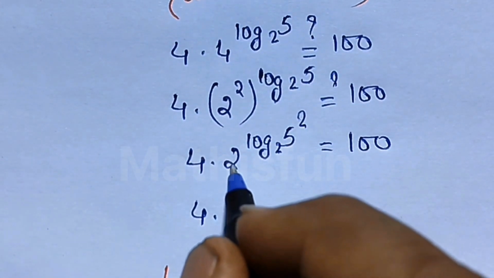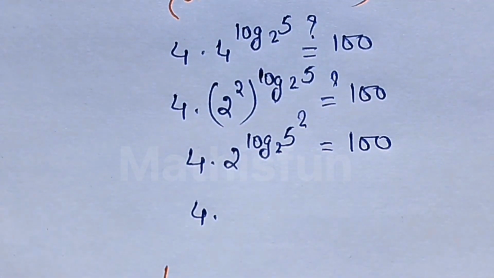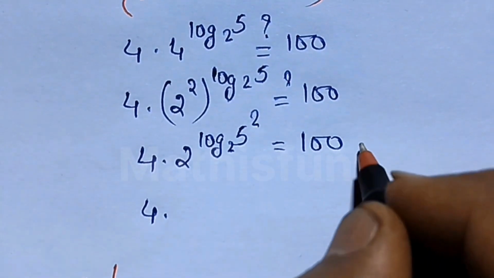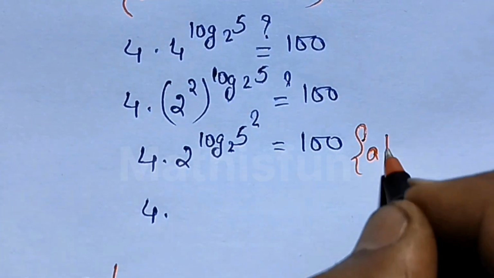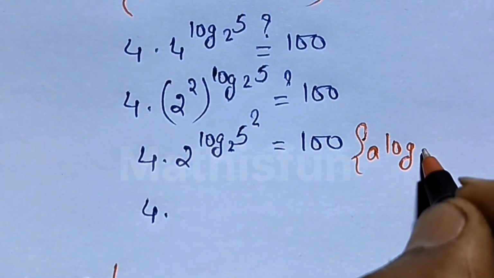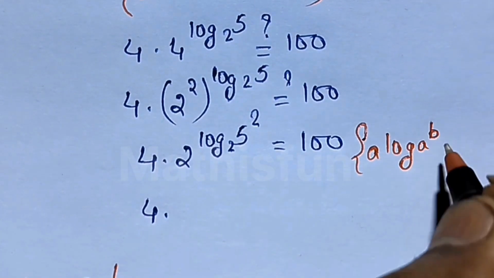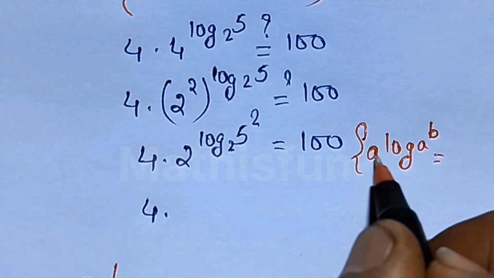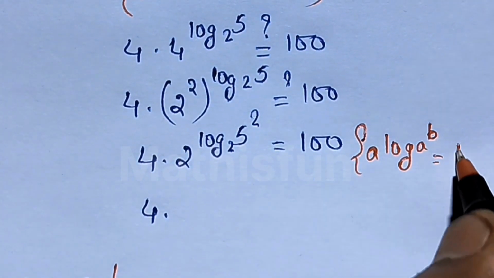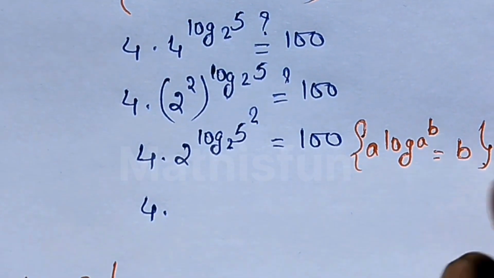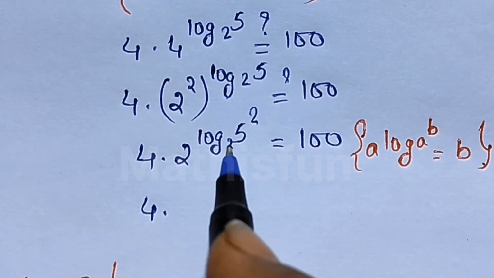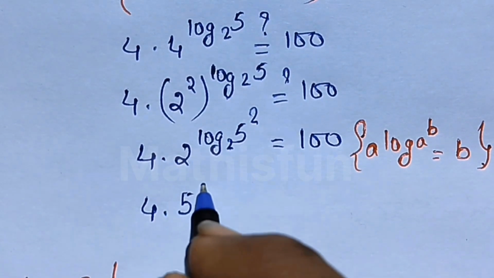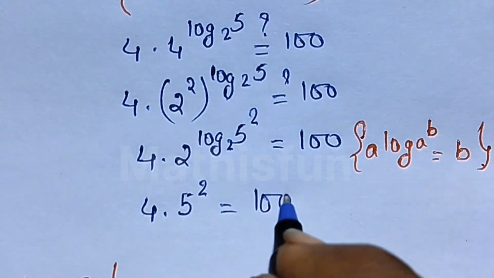So this is in the form of a to the power log a to the base b, which will become b. This is a very important formula. So in this case this becomes 5 square is equals to 100.